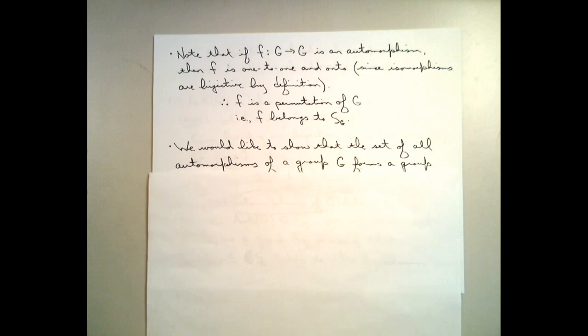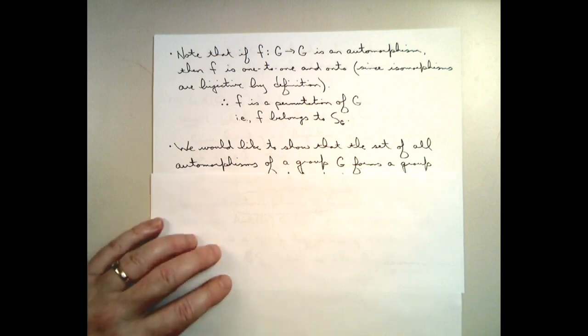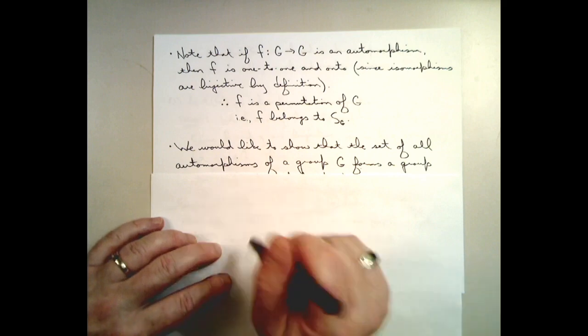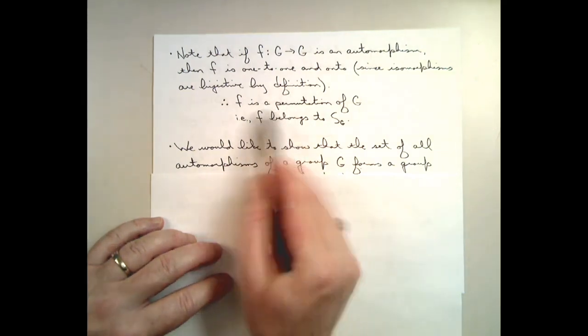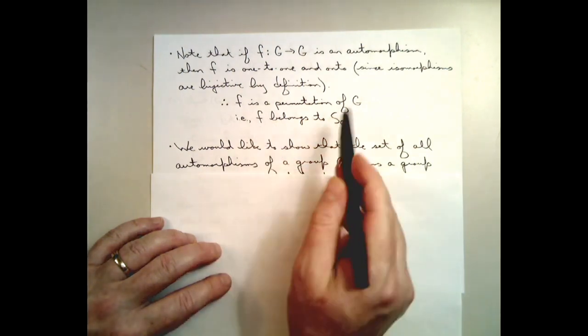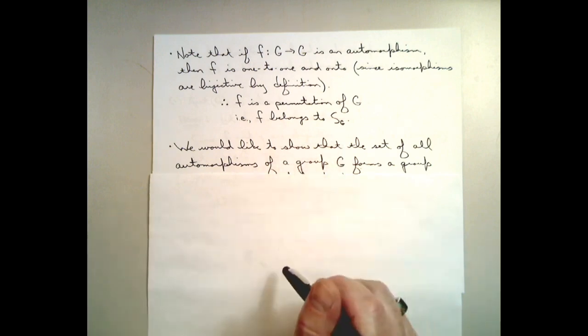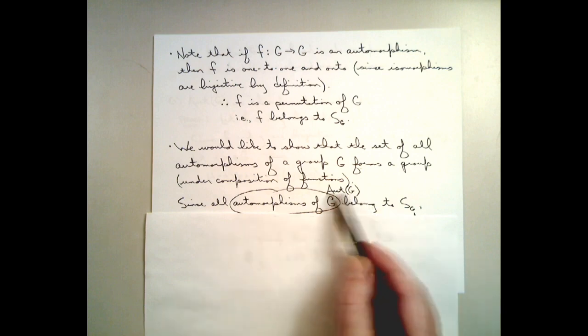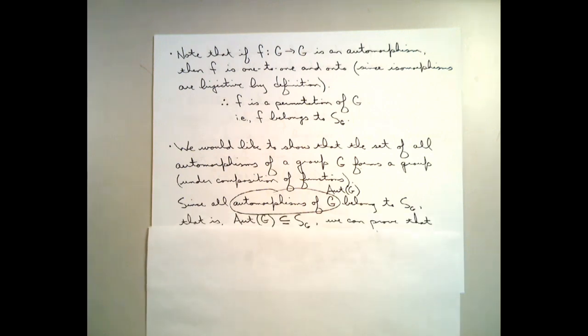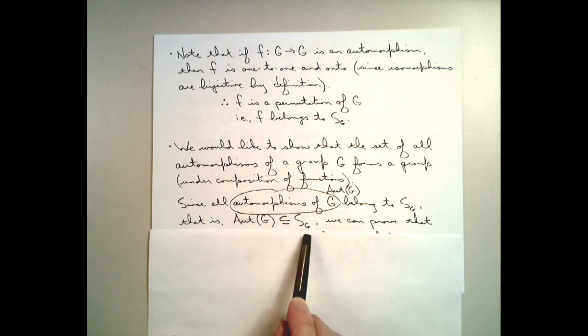What we'd like to do is show that the set of all automorphisms of a group G forms a group on its own. We already have that all of these automorphisms belong to our permutation group. I'd like to show that all of those automorphisms actually form a group. Since all automorphisms of G, which I'm going to abbreviate with the notation Aut G, the set of all automorphisms of G, belong to S sub G, that means initially that this set is a subset of this permutation group.